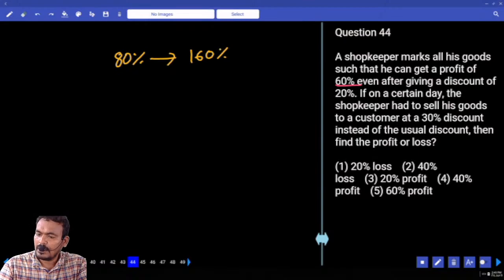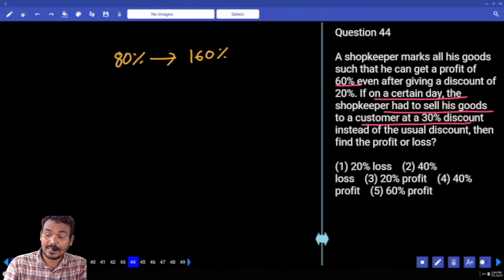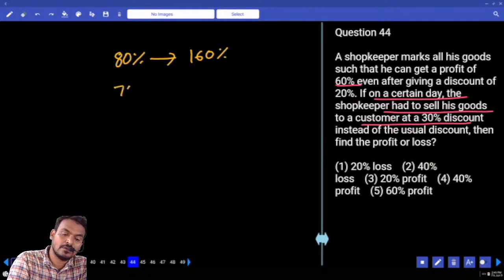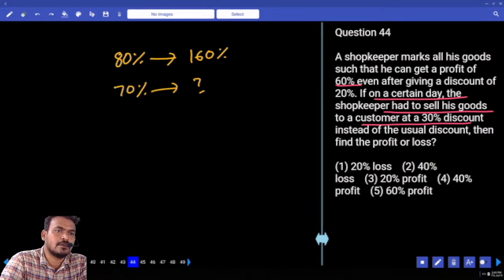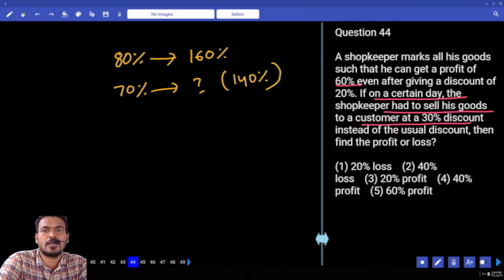And what is the next one? On a certain day, the shopkeeper had to sell his goods to a customer at a discount of 30%. 30% discount means what is the selling price? 70%. What is the 80% value? 160. Then the 70% value? 140%. Means how much percent is profit? 40% or 50%? 40%.